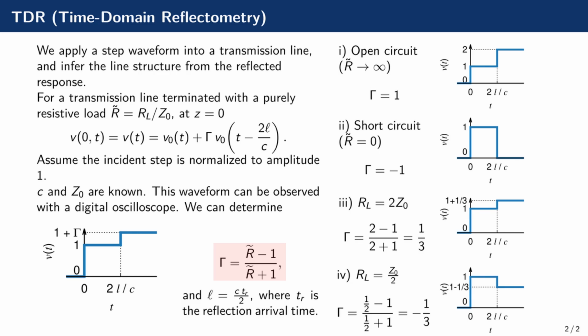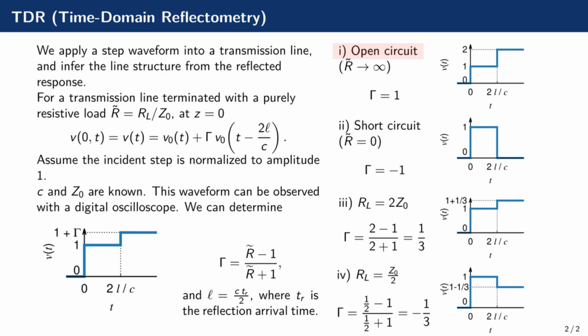So from the amount of this second change, we can determine gamma. Once gamma is known, the load resistance can also be found, because gamma is related to the normalized resistance by gamma equals (R tilde minus 1) divided by (R tilde plus 1). Also, from the time when this second change appears, we can determine the location of the discontinuity. Since the propagation velocity c is known, the distance is given by L equals c times t sub r over 2, where t sub r is the reflection arrival time. So TDR is a method that tells us both where a discontinuity is located and what kind of termination or load is present. Let us look at several examples.